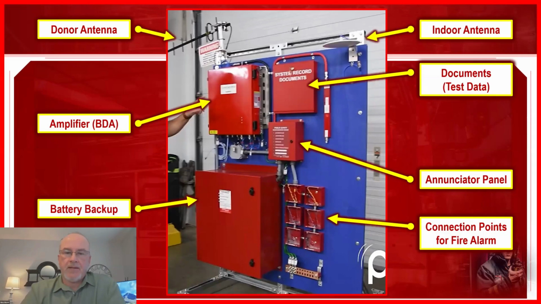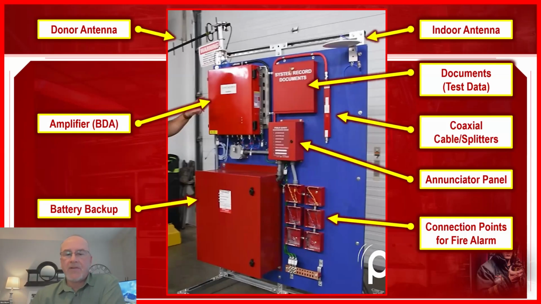We have documents and test data. So what happens is when you finish one of these and you install it and it passes, you put your passing test results in here, because this system is required to be tested every year, just like a fire system. So all the documents go in there with all the test results, and that becomes the basis for evaluating the system the next year. So that's important to have there. Coaxial cable splitters, remember, we're running coax out, and then a grounding bar. So those are the big picture components.